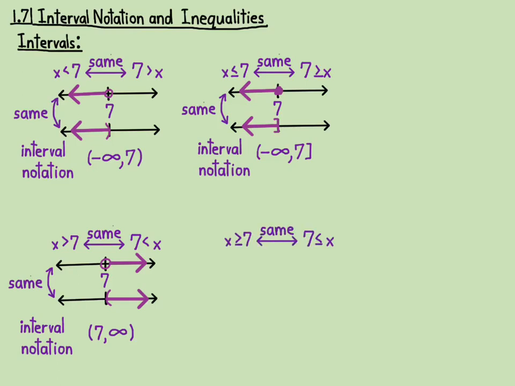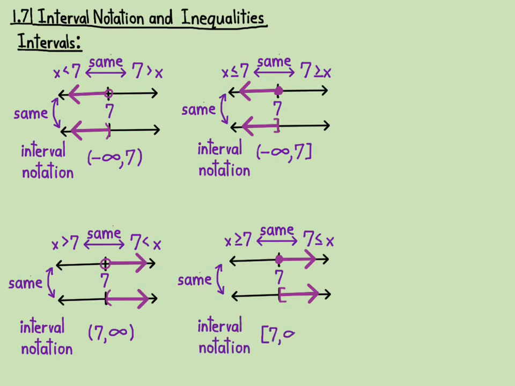Go with the equals. X is greater than or equal to 7. So we get a solid dot at 7 because of the equals, which is the same as the square bracket. X is bigger than the 7, so you shade to the right. It can be equal because you have the solid dot. And then you just write out your interval notation, which is square bracket, 7, comma, infinity parenthesis.